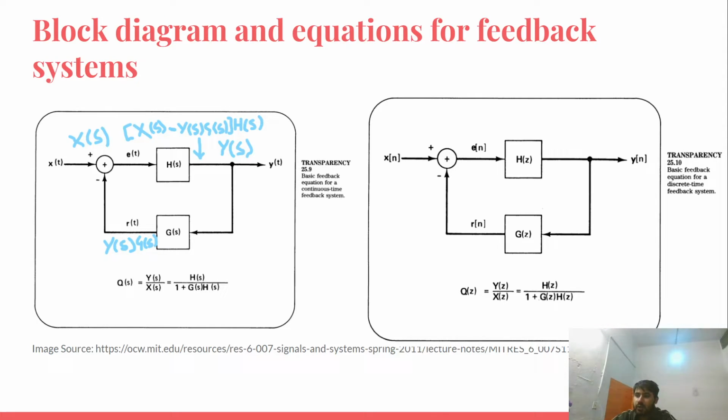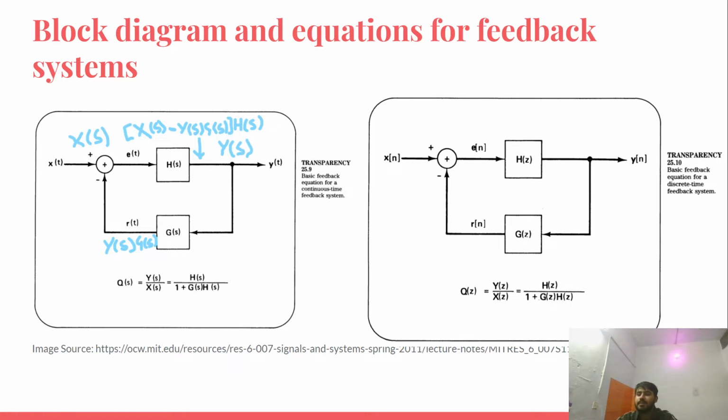Now, we are going to look at some basic properties of feedback systems. To do that, let's look at the basic block diagram and equations for feedback systems. Beginning with the continuous time case on the left, we have a system h of s in the forward path and a system g of s in the feedback path. The input to h of s is the difference between the input to the overall system and the output of the feedback loop. The output of the adder is called the error signal.